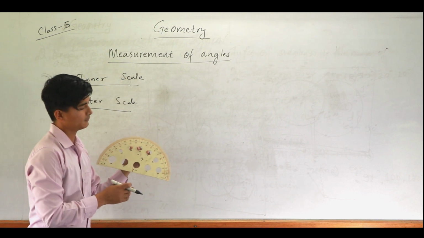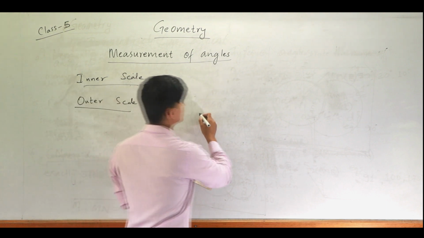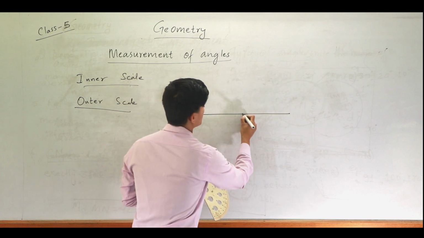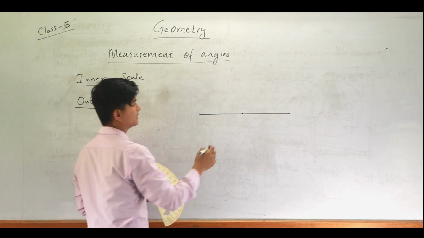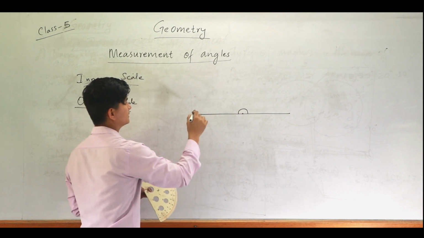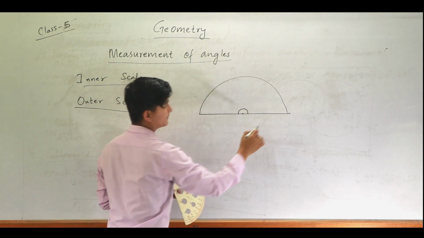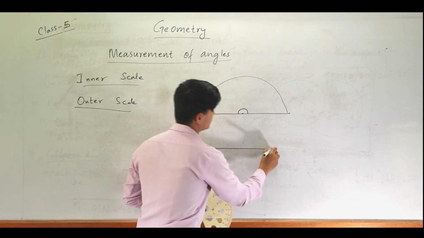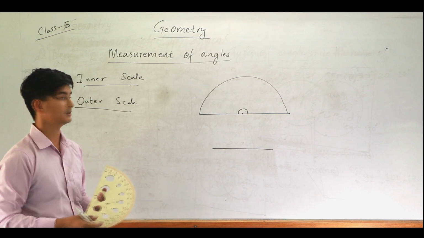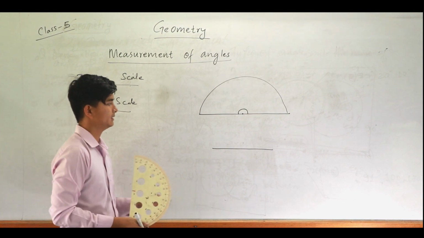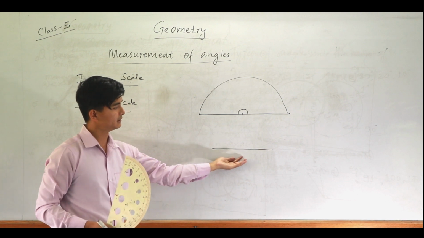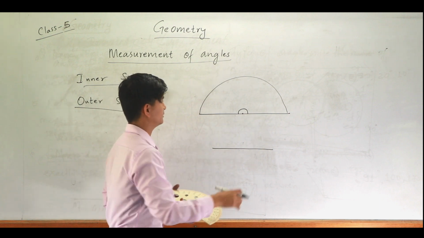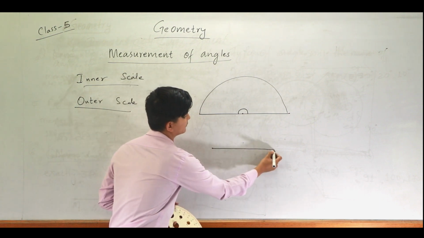For this you have to see, suppose I have drawn a line here. In a protractor there is a midpoint, or you can say a vertex also, like this. Suppose this is a protractor, right? Suppose I want to draw 20 degrees or 30 degrees or 60 degrees, what you have to do is first draw a line like this, and after that you just place your protractor over here or here, your wish.